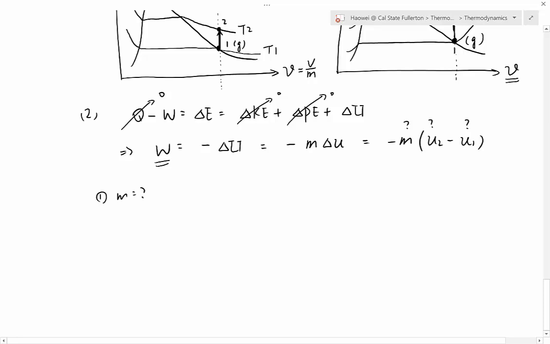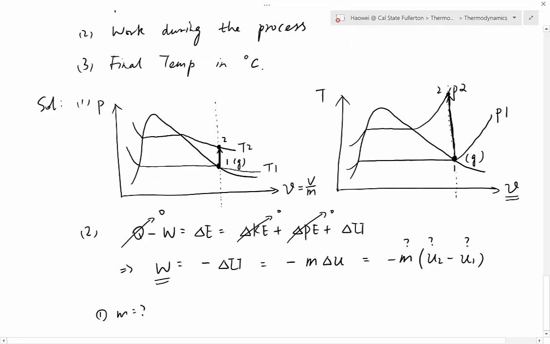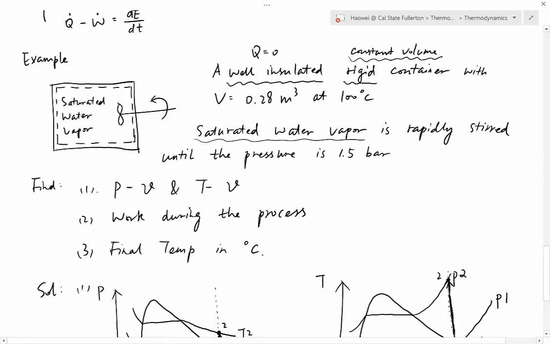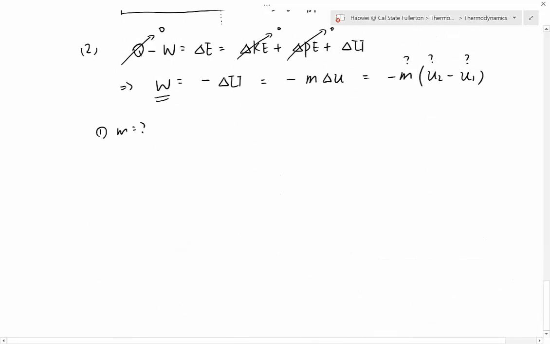What is the mass of the water vapor? Is there any given condition that is more closely related to mass? The one we have is probably volume, because we know the definition of specific volume is volume over mass. So is it possible for us to find mass from this equation? We do the algebra. Mass is equal to volume over specific volume.